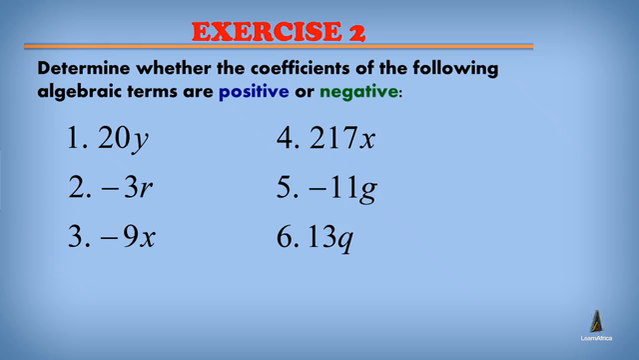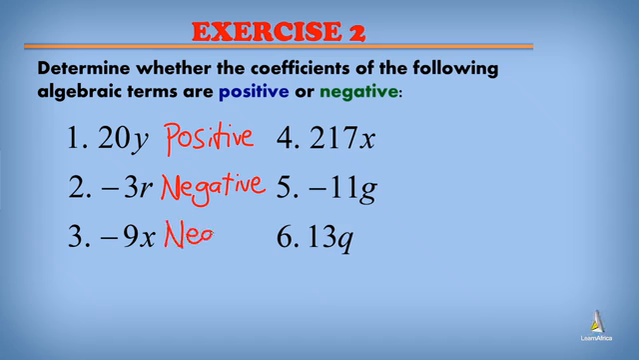All right, I hope you are done. Now let's do it together. Maybe you can do a confirmation to see if you were right. Okay, here we have 20y. It's a positive coefficient, and here we have a negative because we have a minus sign here. So we have negative. Here we also have a negative sign or a minus sign, so we also write negative.